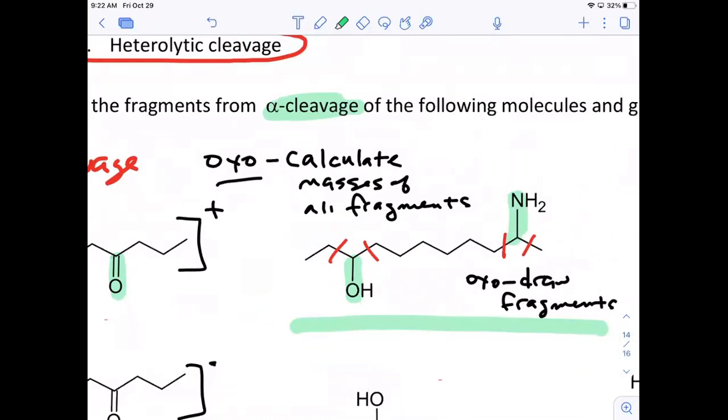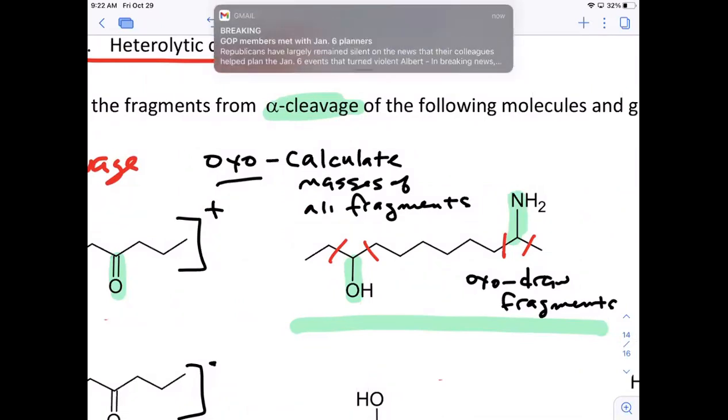All the other stuff, you might have a bunch of different little fragments in there based on cleavage along that alkyl chain. But the 4 alpha cleavage fragments, the parent and the M+1 peak are guaranteed. They're all guaranteed. All right. Did that answer your question?